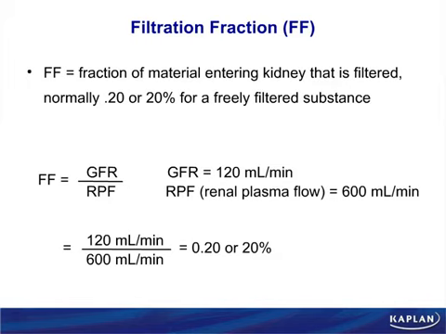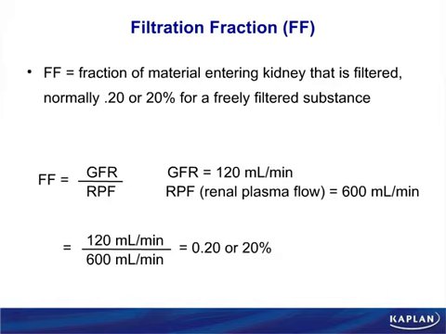The renal plasma flow is the volume of plasma that flows into the kidneys every minute. That number is 600 milliliters of plasma. That's a number you should know.